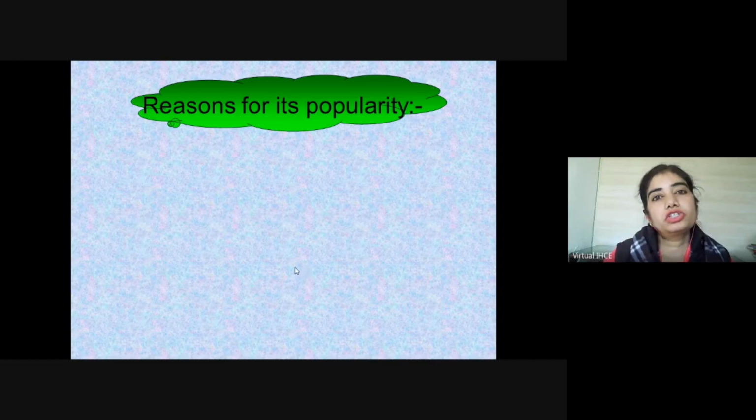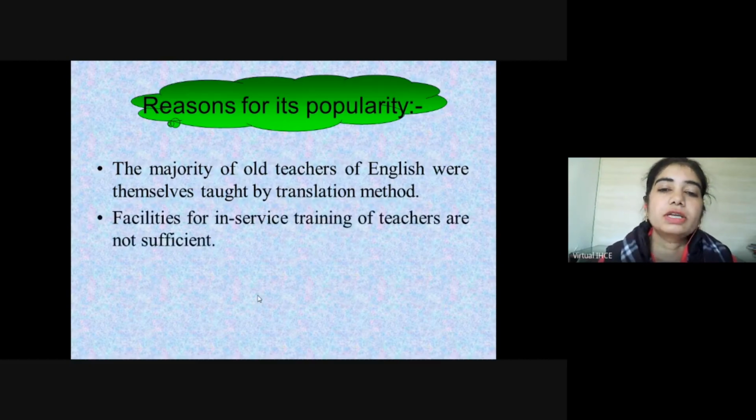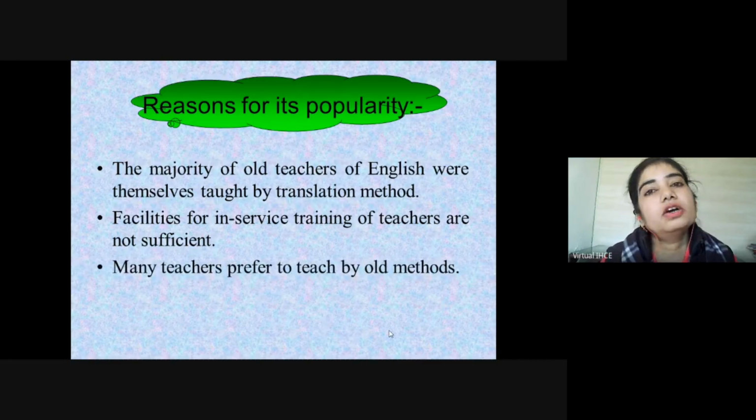Reasons for its popularity, why this method of teaching became popular. The majority of old teachers of English were themselves taught by translation method. The teachers were also themselves in the schools taught by grammar translation method. Facilities for in-service training of teachers are not sufficient. That is why they are using the translation method. Many teachers prefer to teach by old methods because they don't have to use much effort in the old methods, and it is also time consuming.